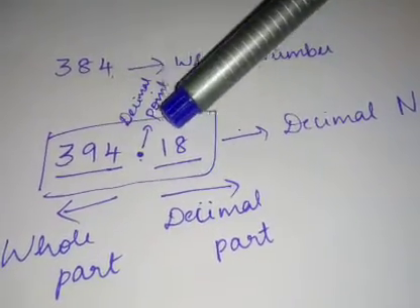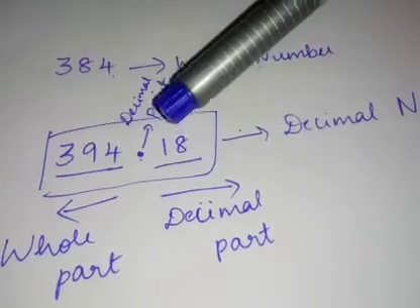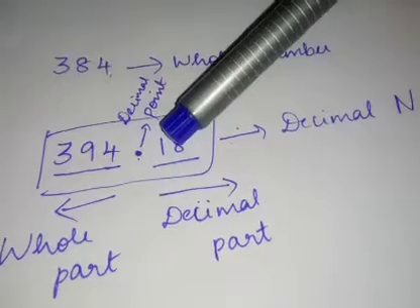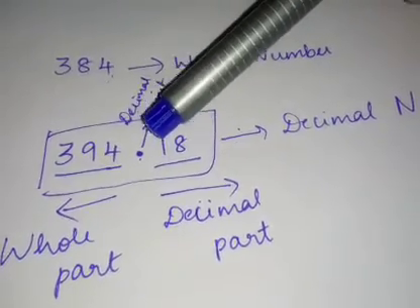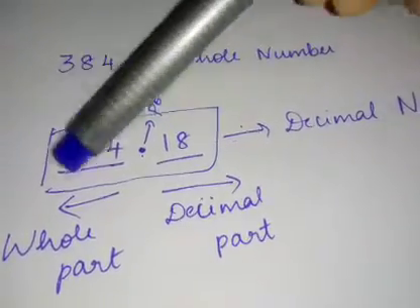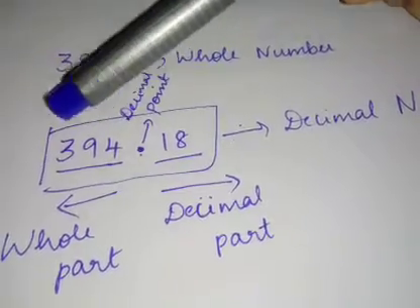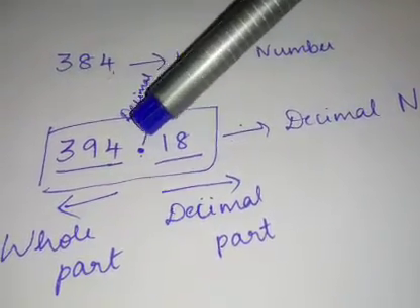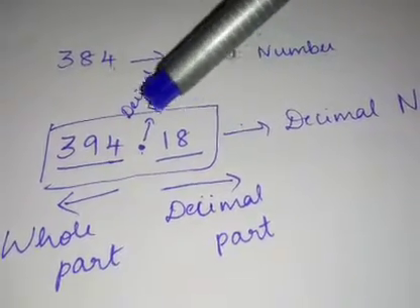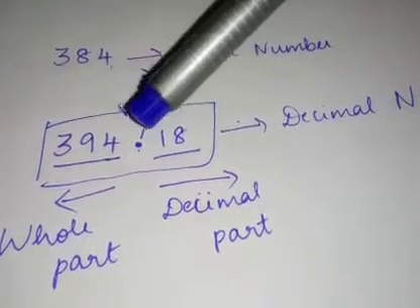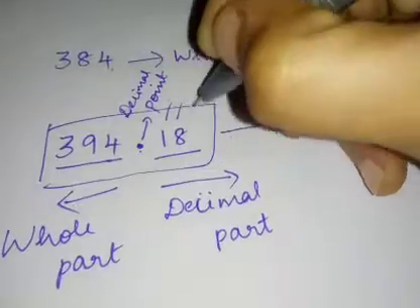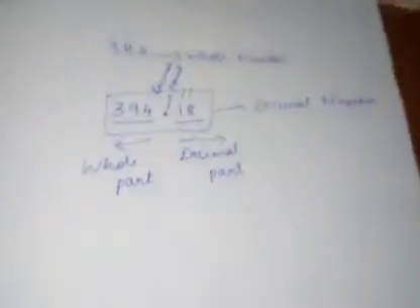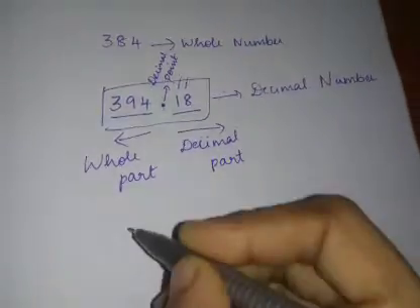But when it comes to the decimal part, you will not pronounce it as 118. You will pronounce it as 1, 8. So how will you pronounce this decimal number, 394.18? The numbers written on the right side of the decimal point, you will pronounce individually. Okay. I'll give you a few examples for that.